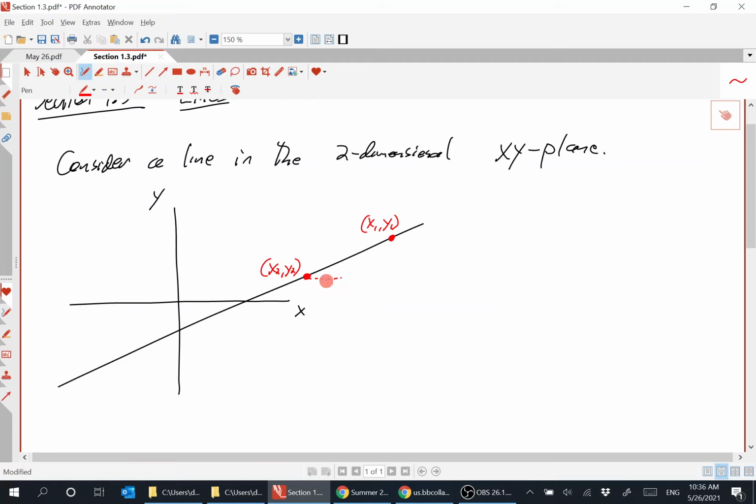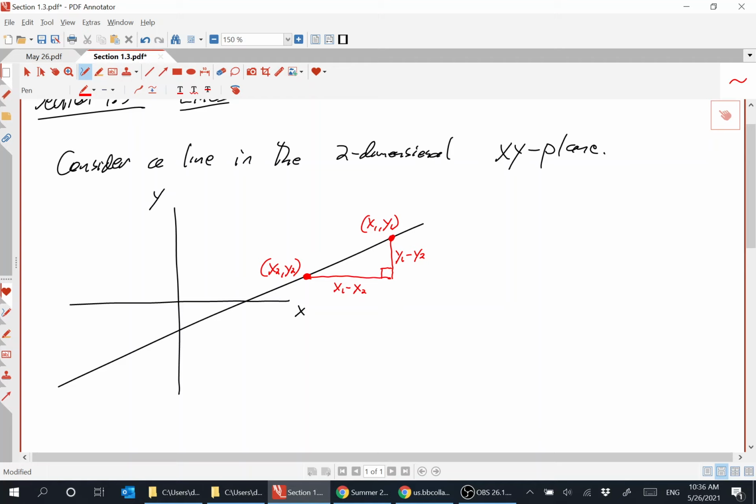Now, if you take this right triangle defined by those 2 points right there, this length right here is x1 minus x2. And this length right here is y1 minus y2.